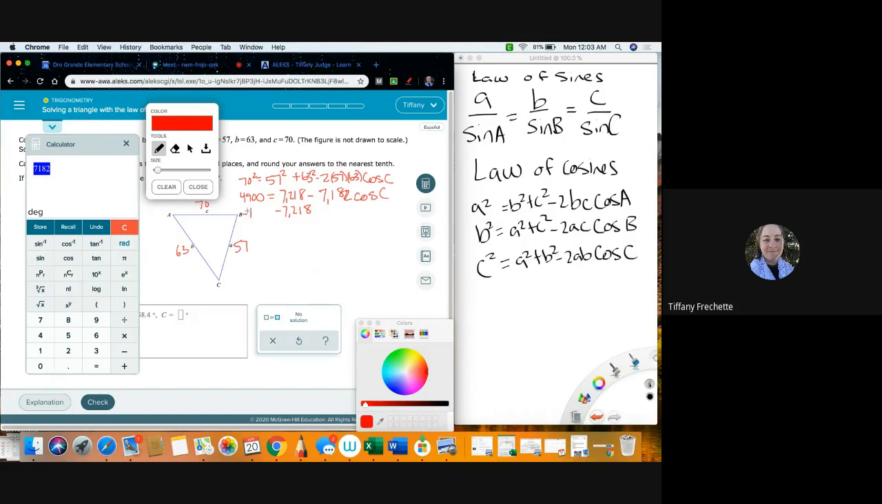7,218 from both sides. And I get 4,900 minus 7,218. Gotta make sure I'm typing that in correctly. So we get negative 2,318 equals, these two cancel, they're the same number, one subtracted from the other. Negative 7,182 cosine C just drops down here. So we're going to divide by negative 7,182 on both sides.